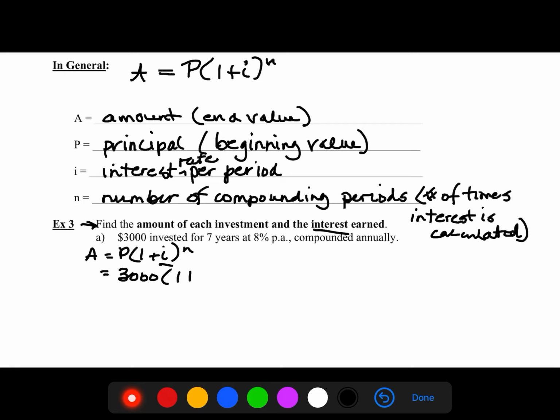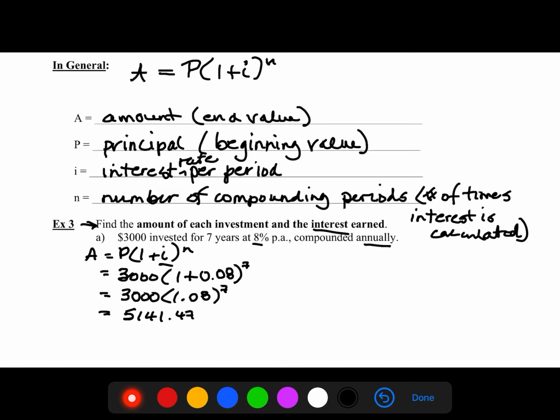Our principal, we started with 3,000. Notice that this interest rate per period, a 1 gets put in front of it every single time for the initial 100%. So we're going to have 1 plus 8% per year. This is compounded annually at the end of every year. So 0.08, and for 7 years, meaning that we're going to calculate interest 7 times.